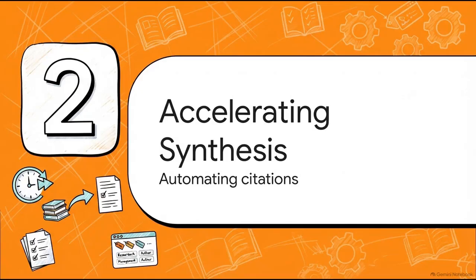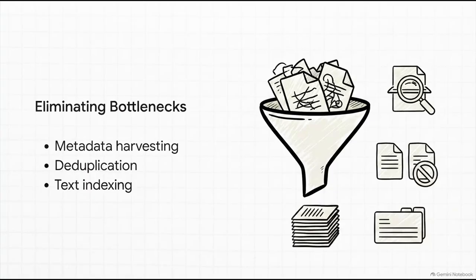Moving on to Section 2, accelerating synthesis and citations. Let's see how this actually speeds up your workflow. Modern reference managers completely eliminate your major structural bottlenecks. First up is metadata harvesting. With one click via a browser extension, these tools instantly grab author names, publisher details, DOIs, and full-text PDFs. So no more manual entry errors.